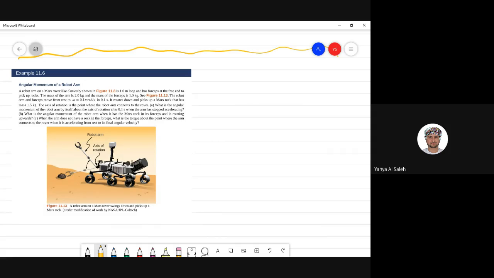What is the angular momentum of the robot arm by itself about the axis of rotation after 0.1 seconds when the arm has stopped accelerating? What is the angular momentum when it has the Mars rock and is rotating? When the arm does not have a rock, what is the torque about the point where the arm connects to the rover when it's accelerating from rest to its final angular velocity?